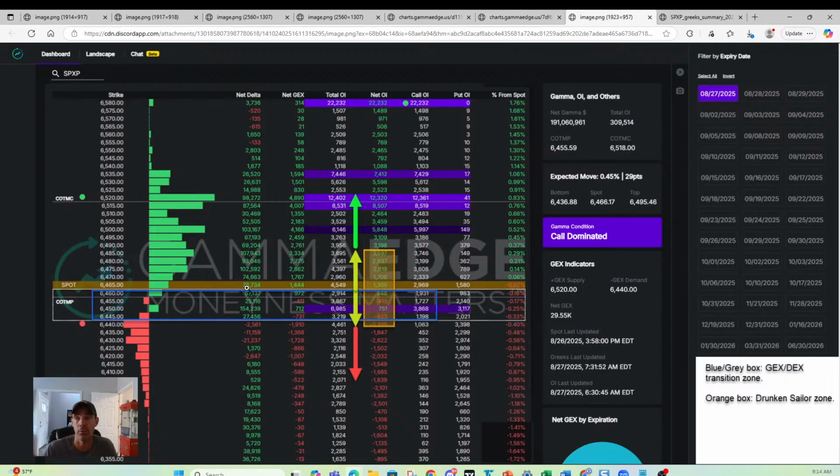It looks like we're going to open right in the middle of that and possibly right above transition. So above transition will continue to be supportive. Within transition, extreme choppiness, as you see the net OI here, very low. So we'll be driven by those market participants opening and closing those contracts.